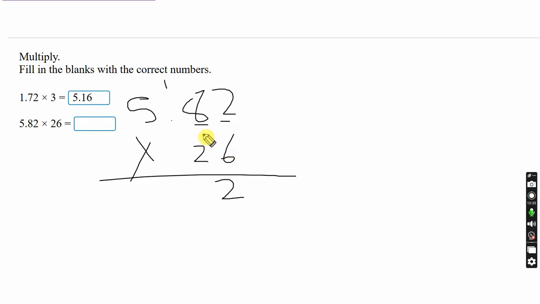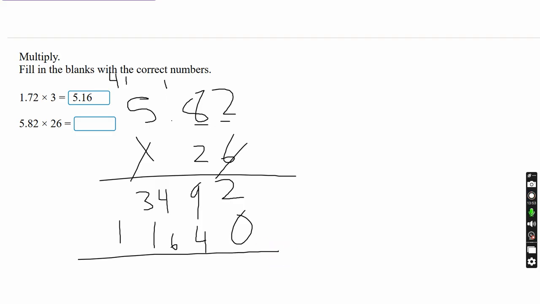6 times 2 is 12. You put the 1 up. 8 times 6 is 48, 49. You put the 9 here. Put the 4 up here. 6 times 5 is 30, 34. And then you cross the 6 out. Then you have 2 times 2 is 4. 8 times 2 is 16. 6 here. 1 up. 10, 11. Okay, 11 here. You just add it all together, and what do you get? Here you'll get 151.32.